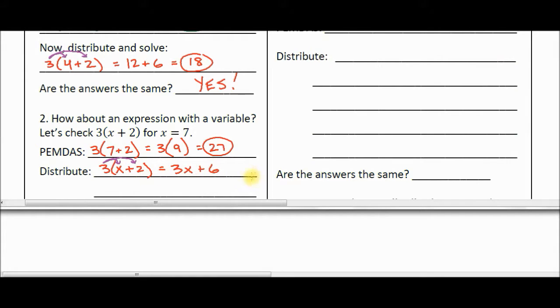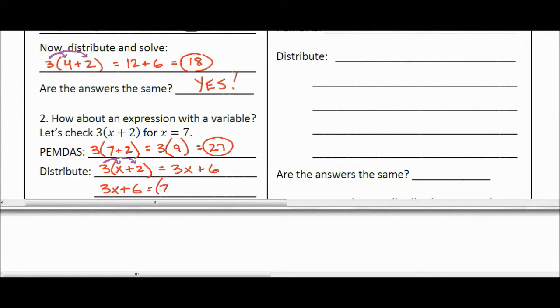Now let's plug in our value of x, which was 7 in the beginning. So we're going to use 7 again. Let's see if we can get the same answer. So 3x plus 6 will now become 3 times 7.